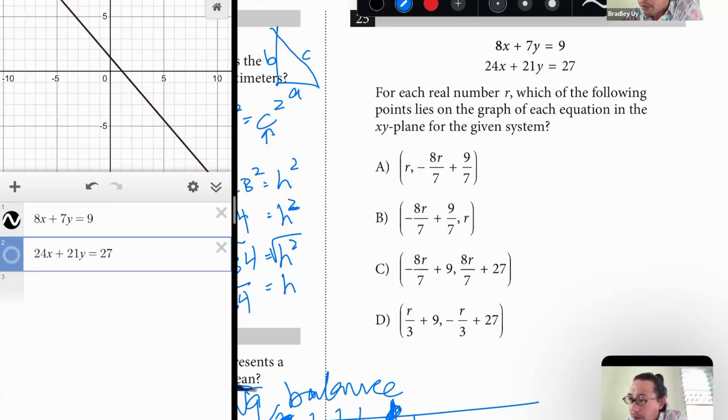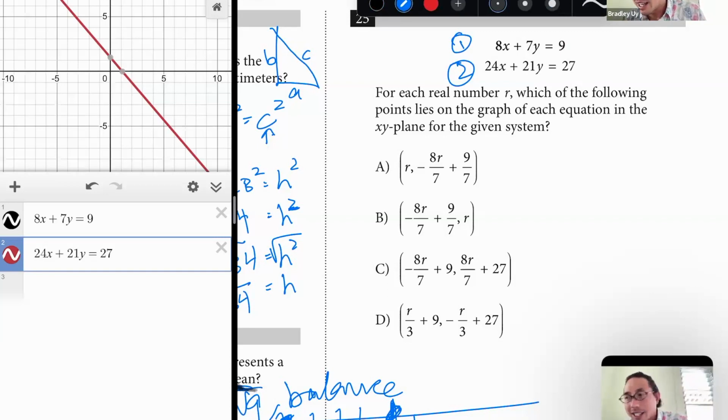Well, they're the same line, okay? They coincide with one another, and algebraically speaking, you can see why that is. If you took equation 1 and multiplied it by 3, left side by 3 and the right side by 3, you would get 24x plus 21y equals 27. These are exactly the same equation, okay? Now, that means that there are infinitely many solutions where they intersect.